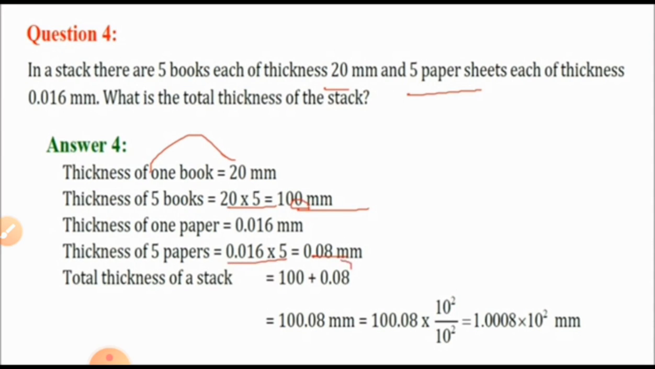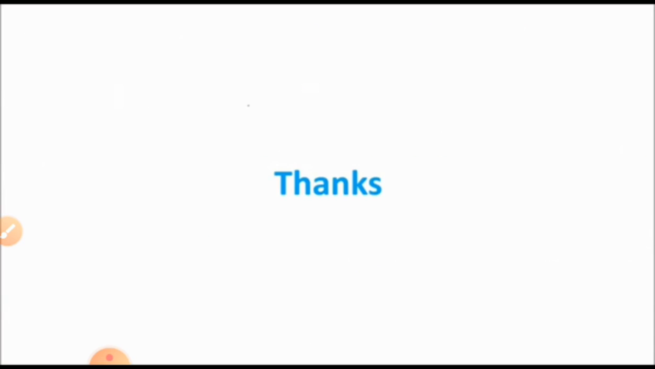100 plus 0.08. Can we write like that? Say 100.08 and 10 raised to 2, 10 raised to 2. Why is it 10 raised to 2? After the decimal point, there are 2 numbers. That's why it is a 2. Is it? Okay. Now can we write here 1 point something? Yes. Why not? Here we end up our exercise.